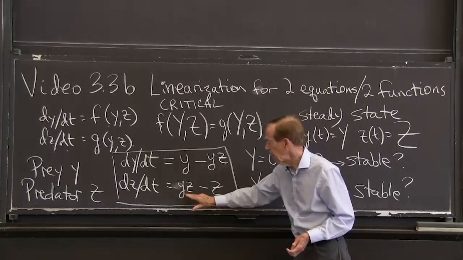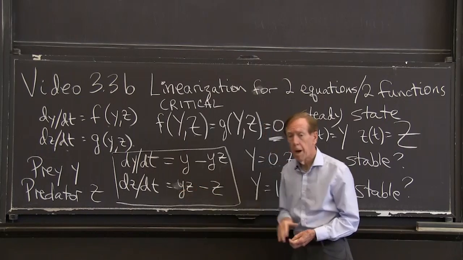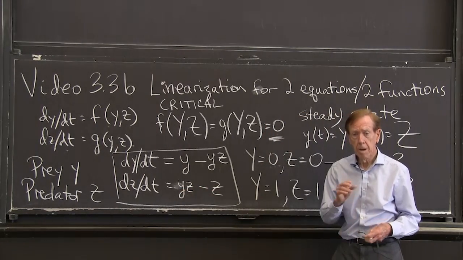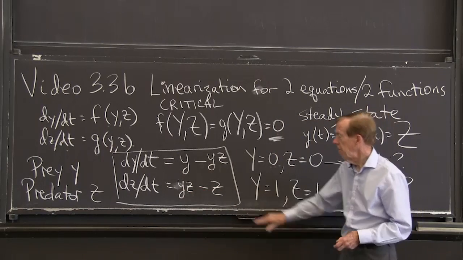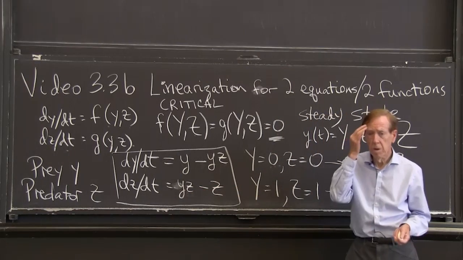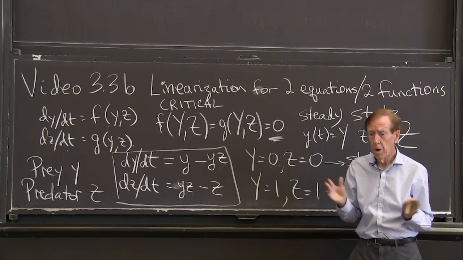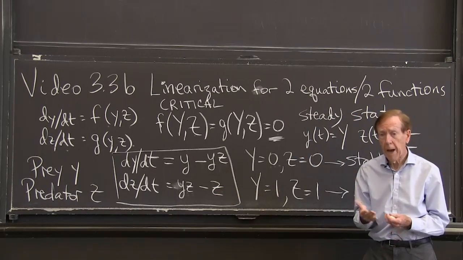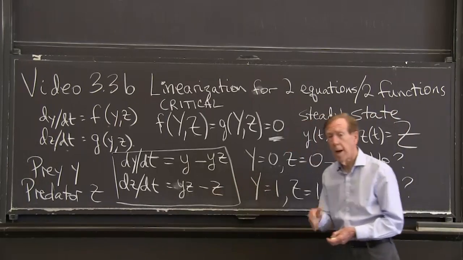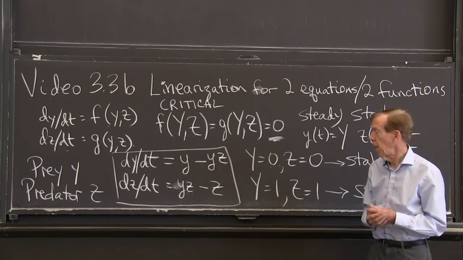And the foxes, similarly, get a positive push from eating rabbits, but natural causes cut them back, and they balance at z equal to 1.